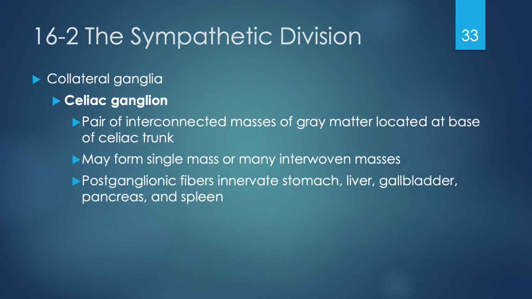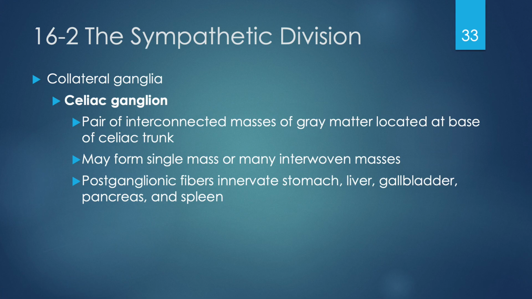So for example, the celiac ganglion, which is a collateral ganglia, is right next to the celiac artery, which is important for providing blood supply to a lot of our digestive systems, such as the pancreas, spleen, etc. So the celiac ganglion is a pair of interconnected masses of gray matter, and they're located right at the base of the celiac trunk. And these can form either a single mass or they can have many interwoven together.